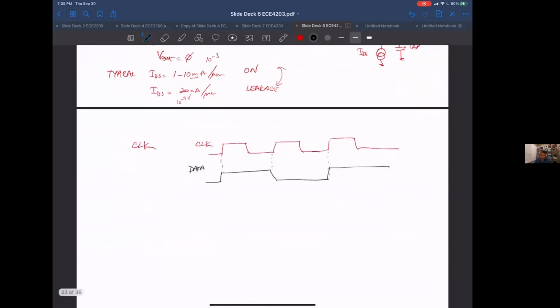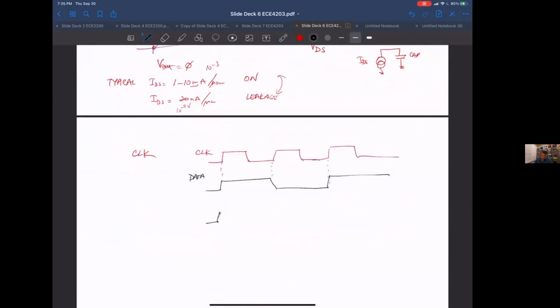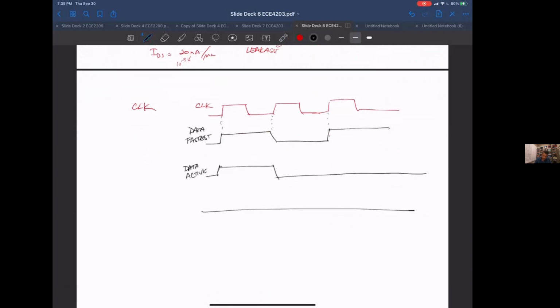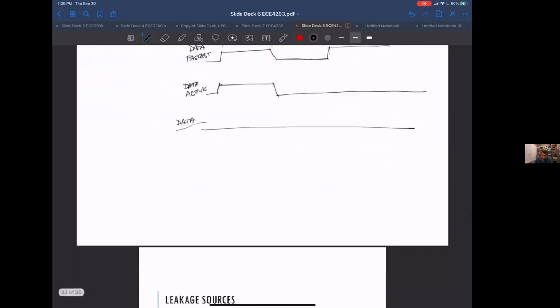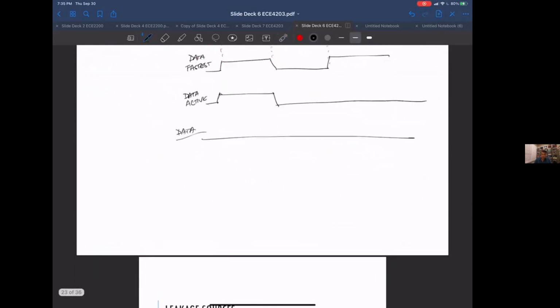And in fact, most data only transitions some of the time, might not at all. So data, I don't know, active, let's call it. And honestly, most of the data is just going to sit there and do nothing most of the time. So remember that in our chip with billions of transistors, most of the transistors are just sitting there.